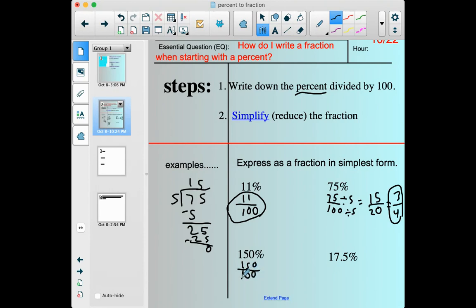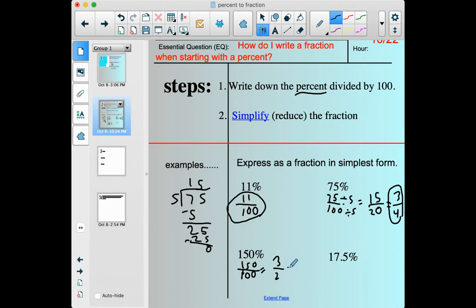Then I'm going to reduce this. If you think about what goes into both of these, it may take you a couple steps to get here, but I can tell that these are both multiples of 50. So I can divide both of these by 50. 150 divided by 50 is 3. 100 divided by 50 is 2. So this is 3 halves.